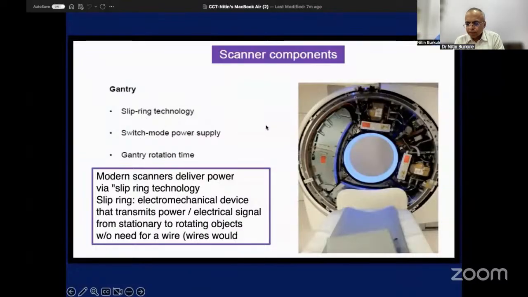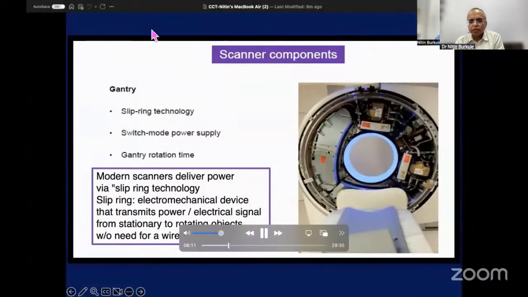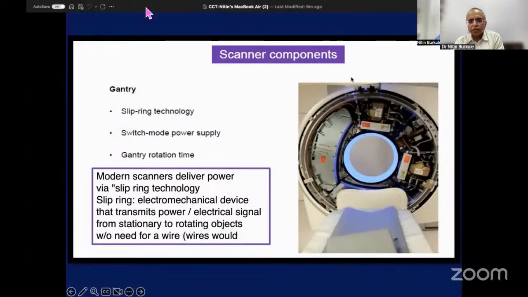Now, what is a slip ring? Slip ring technology is an electromechanical device at the interface of the rotating gantry and the stationary component of the gantry. It seamlessly transfers both the electrical current for the X-ray tube and also the electrical signals from the detectors to the stationary outer shell of the CT scanner. So that is why you don't need any wires going into the gantry. Otherwise, with the kind of gantry rotation you just saw, all your wires would have got entangled.